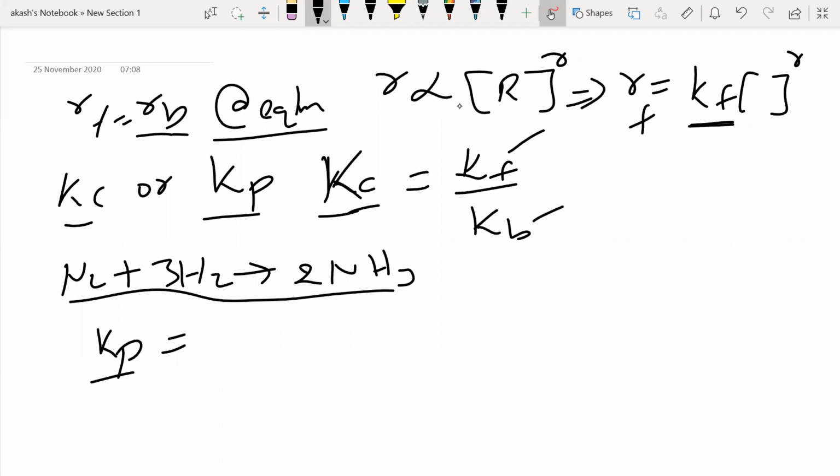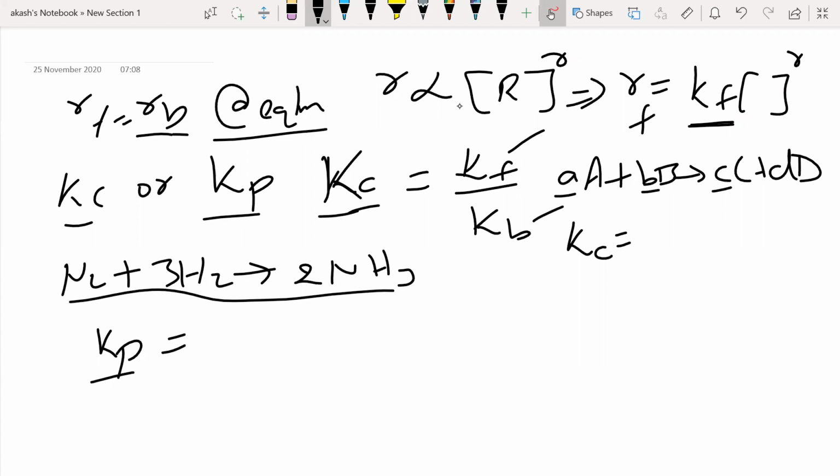Right. So, guys, if you have an equation like this, say a random equation aA plus bB gives cC plus dD, if you want to write Kc or Kp for this, how will you write? Kc is nothing but you have to make sure that the products come in the numerator and reactants come in the denominator, and wherever you have the stoichiometric coefficients, they have to come to the powers. Now how will I write it?